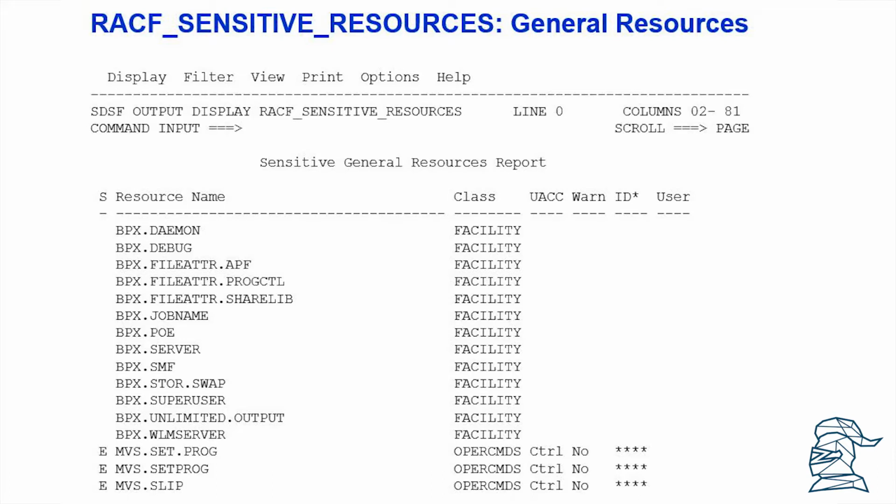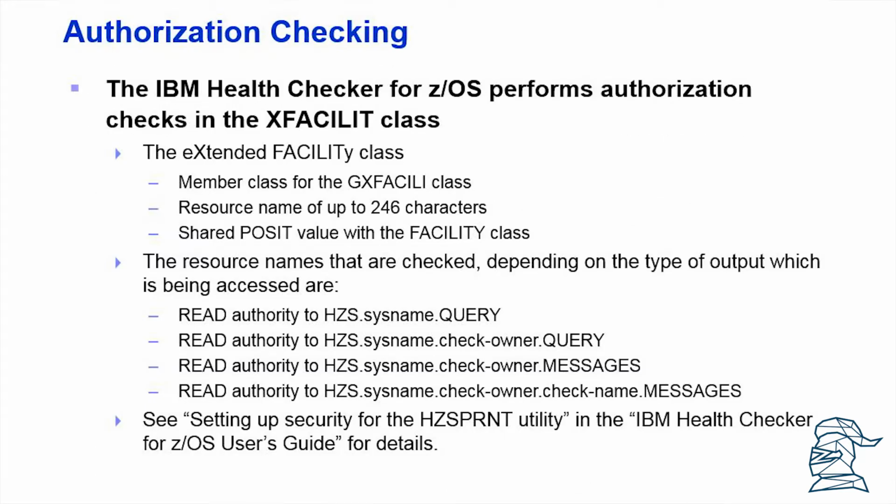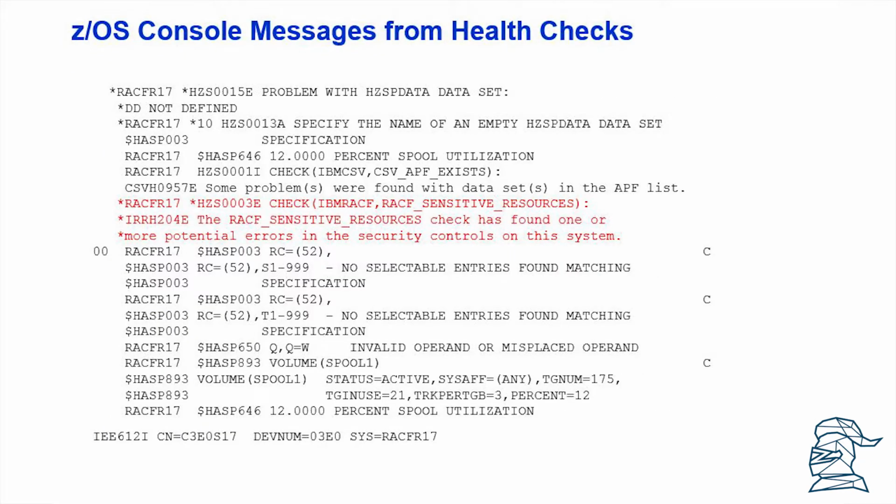This is just a start to the power of the RACF health checks and the RACF Sensitive Resources check in particular. Since the information in this check and in all checks is sensitive, you'll need to be authorized to see the check output. If there's an exception with any resource in the RACF Sensitive Resources check, a console message is issued. Thank you for listening, and remember, you can prevent z/OS misconfigurations with the help of the IBM Health Checker for z/OS.